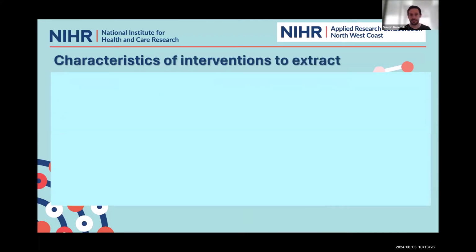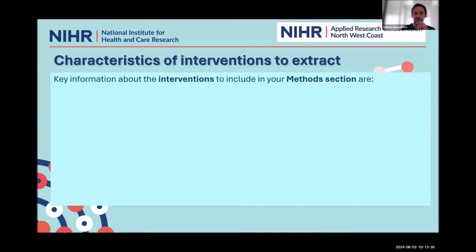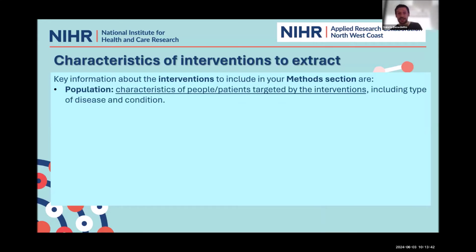Now, what we're trying to do with our commentary is to summarize the characteristics of the interventions being compared by the authors of the economic evaluation. So what is the key information we need to extract from the paper? First of all, we need to understand and extract information about the population. That could be quite clear from looking at the title, for example, or looking at the aim of the study. We want to know what kind of population is going to be targeted by the intervention.